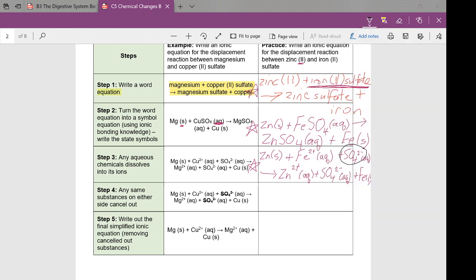SO4 2-, and then on the other side I also have another SO4 2-. What that means is that the sulfate ion, the SO4 2-, nothing actually really happened to it. It was the same on either side. So what I could do, because it's the same on either side, is I could just cancel them out.